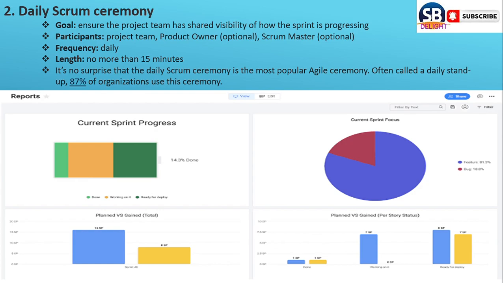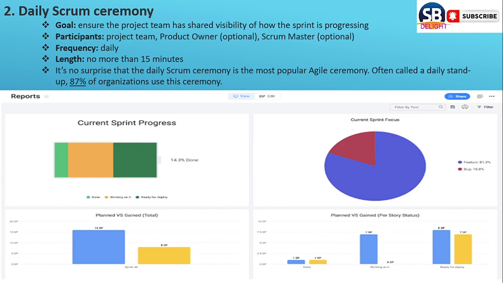Let's see. Daily Scrum ceremony: the goal is to ensure the product team has shared visibility of how the sprint is progressing. Participants means the project team, with product owner optional and Scrum master optional. Frequency means daily, and length is no more than 15 minutes. Before that they will discuss all the things. It's no surprise that the daily Scrum ceremony is the most popular Agile ceremony, often called the daily stand-up. About 87% of organizations use this ceremony.